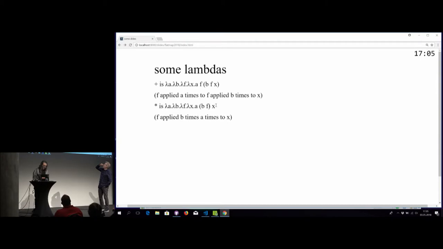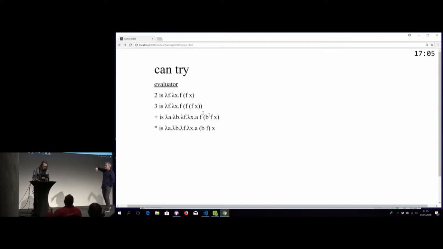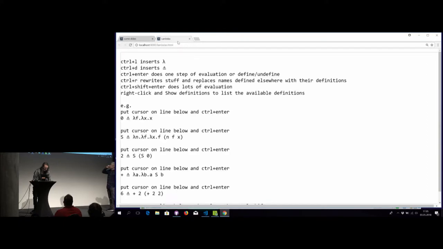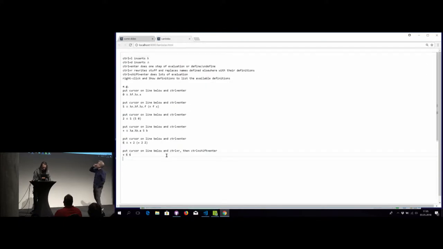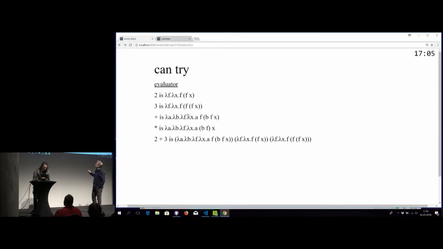And we have multiplication, which counts up by b a times. Okay, so you repeat the same. Maybe it's better to walk through a couple of examples. We have an evaluator lying around. We decided that this is the well-known stuff, so we're rushing through.